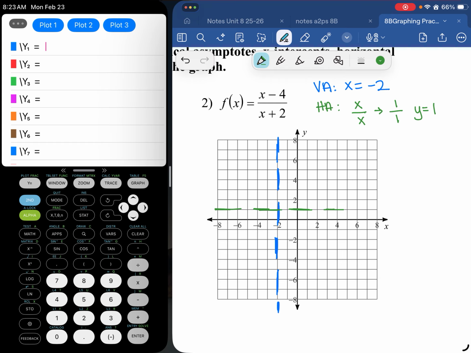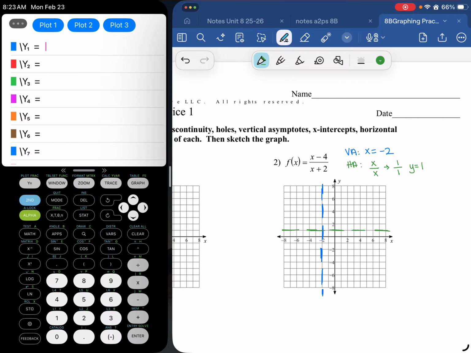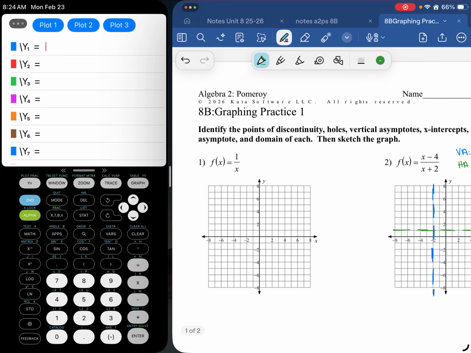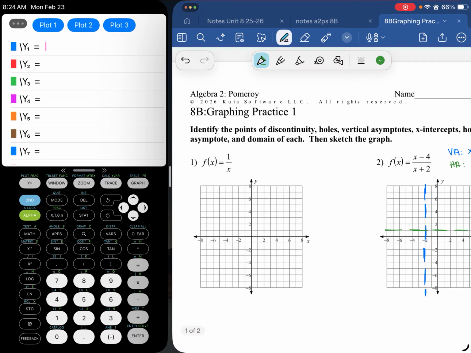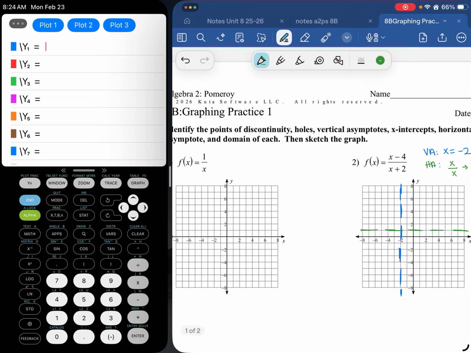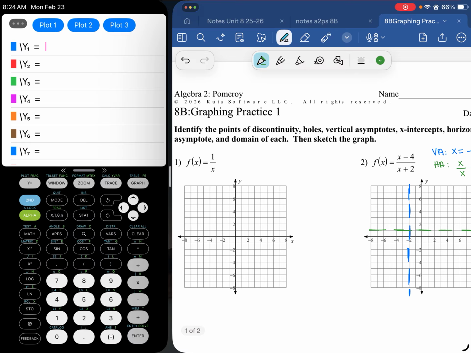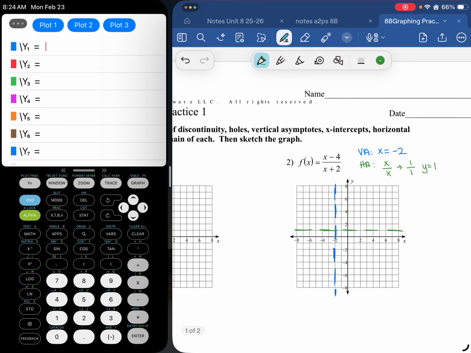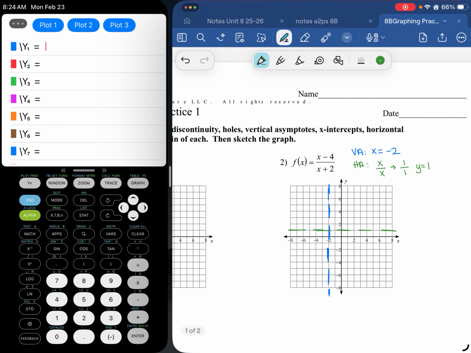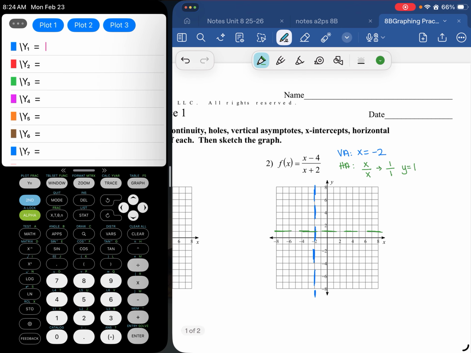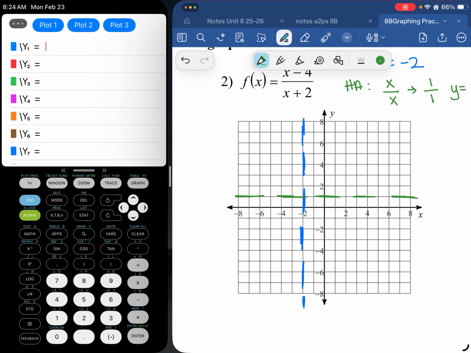Now, the fancy thing about these graphs is we require you to write down any points of discontinuity, which are your holes, vertical asymptotes, x-intercepts, horizontal asymptotes, and domain of each. I think the holes was supposed to be y-intercepts, but I don't recall. So we're just going to let it be, and we're just going to go find points.